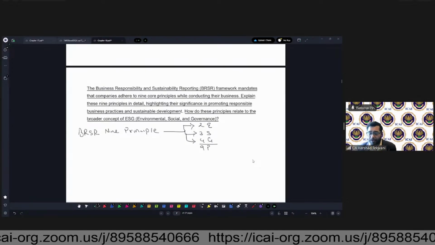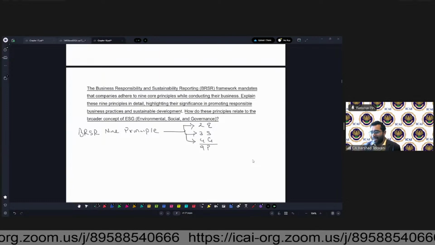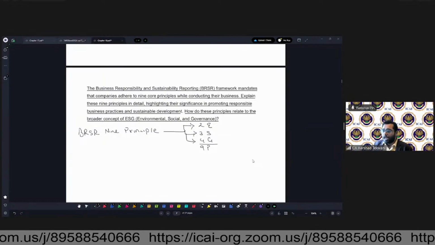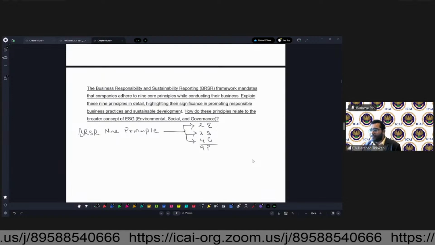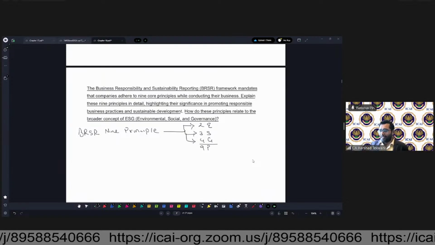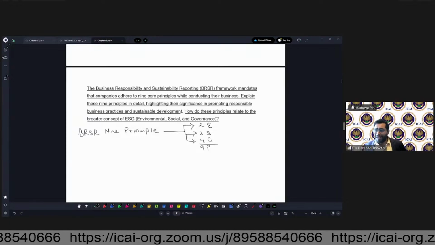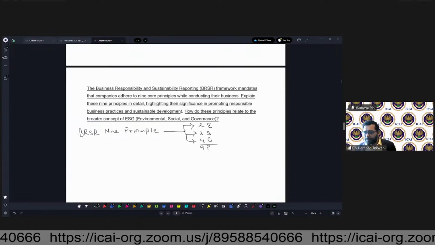No? Okay, I'll tell you. So these 9 principles stand for: the first principle is ethics, transparency, and accountability. It talks about the ethics, transparency, and accountability within the organization. So entity structure, developing policies, there should be ethics, transparency, and accountability over there.